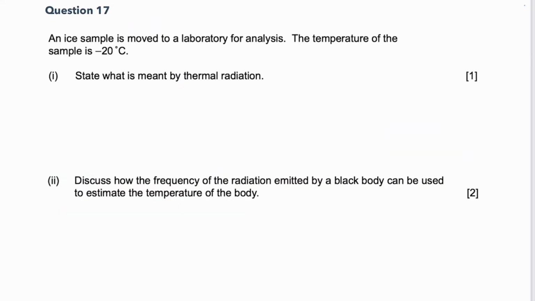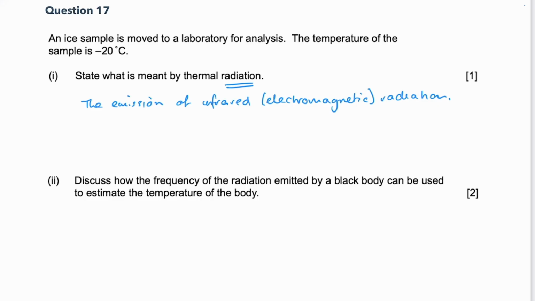Question 17. An ice sample is moved to a laboratory for analysis. The temperature of the sample is minus 20 degrees Celsius. 1. State what is meant by thermal radiation. Well, radiation is something that's been given out, that's been emitted, and thermal is infrared. So it's the emission of infrared, or we can put in electromagnetic here, radiation.